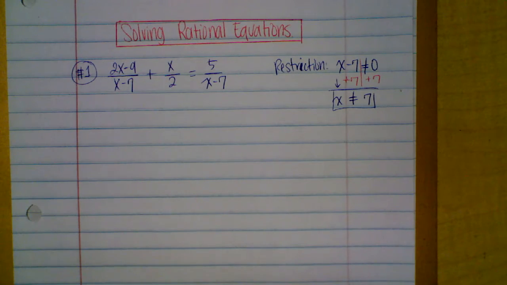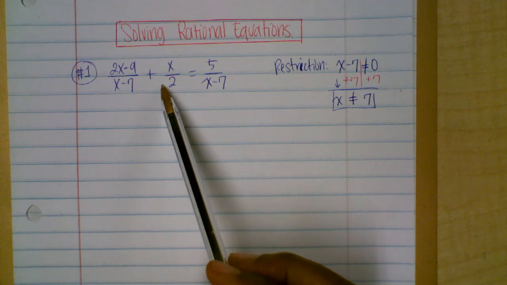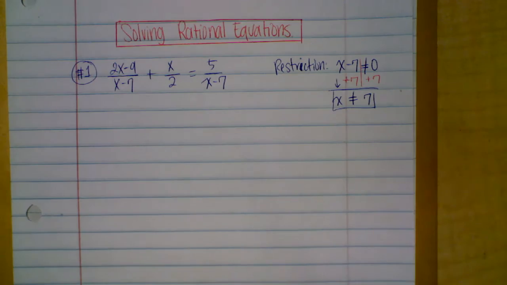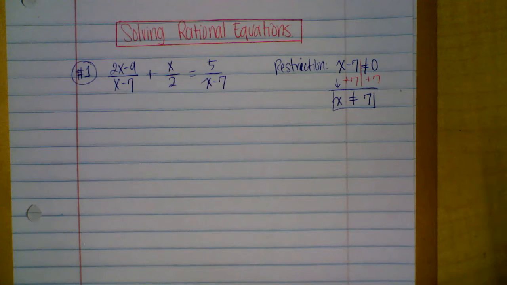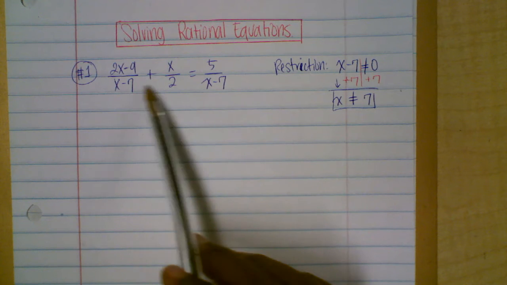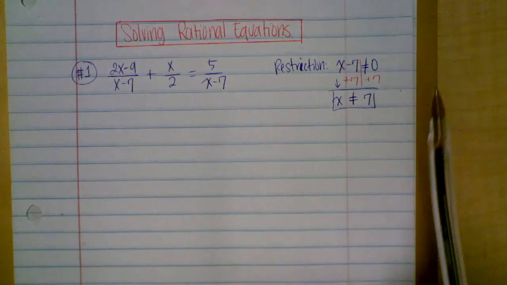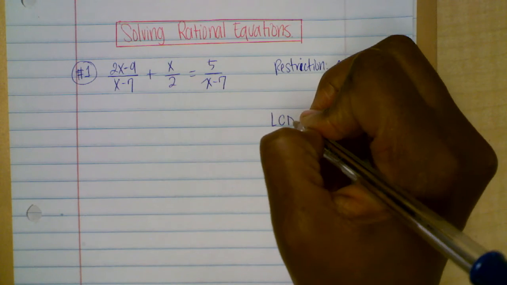Now, to solve the rational equation, it's the same as adding or subtracting fractions with unlike denominators. You notice here that you have different denominators, so you have to make them the same in order to add the fractions or rational expressions. I have two different denominators. The first one is x minus 7, and the second denominator is 2. So to make them the same, you have to find the LCD, the least common denominator.